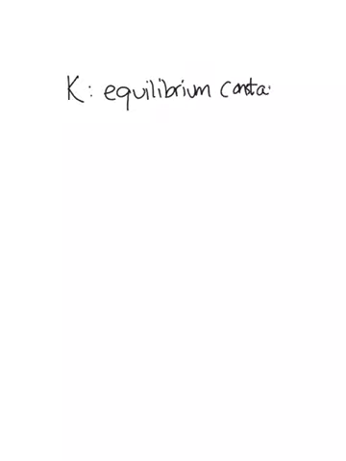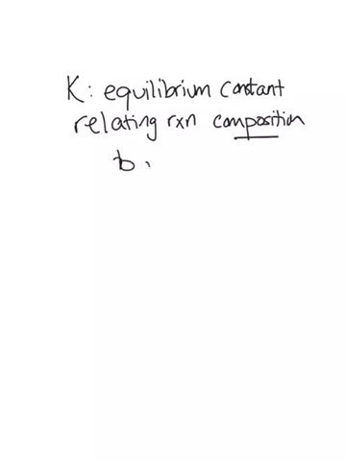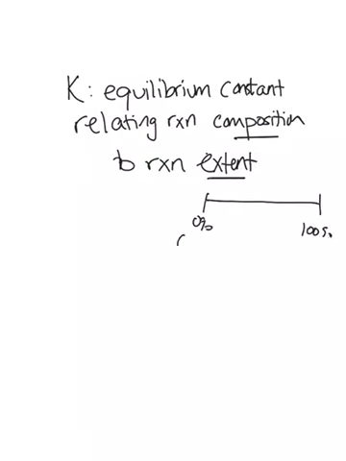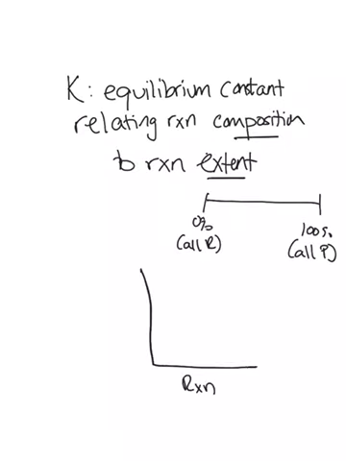And what it's telling you is it's relating reaction composition, so concentrations, to reaction extent. And when I say extent, we could think of somewhere between 0% and 100%. What that means is all reactants or all products. So if we wanted to think about a reaction coordinate diagram from talking about kinetics before.